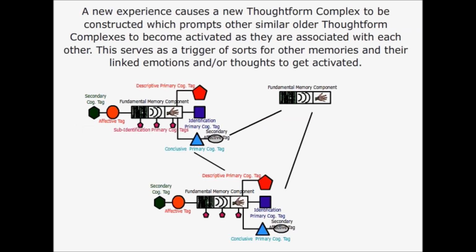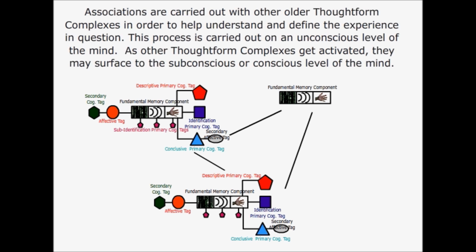A new experience causes a new thought form complex to be constructed, which prompts other similar older thought form complexes to become activated as they are associated with each other. This serves as a trigger of sorts for other memories and their linked emotions and/or thoughts to get activated. Associations are carried out with older thought form complexes in order to help understand and define the experience in question. This process is carried out on an unconscious level of the mind. As other thought form complexes get activated, they may surface to the subconscious or conscious level of the mind.